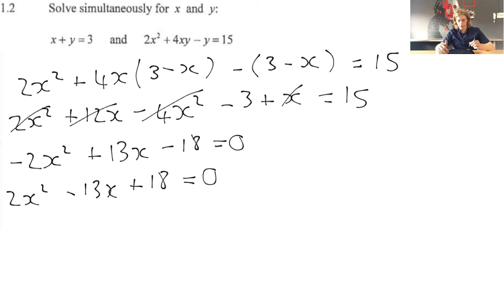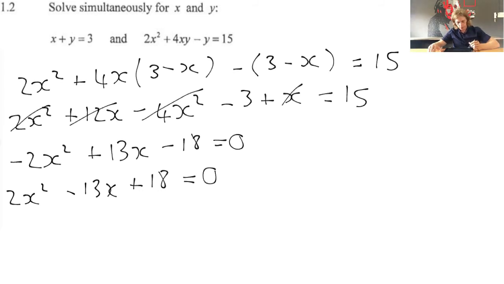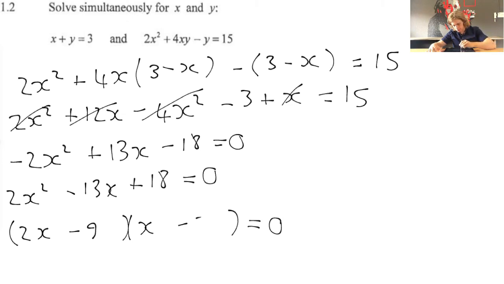And now we are going to factorize this. So we're going to draw the brackets. We've got one bracket with a 2x in it. We've got another bracket with just an x in it. And that equals 0. And our two factors are going to be a negative 9 and a negative 2. And so now for each of these brackets to equal 0, we will have x equals 9 over 2 or x equals 2.